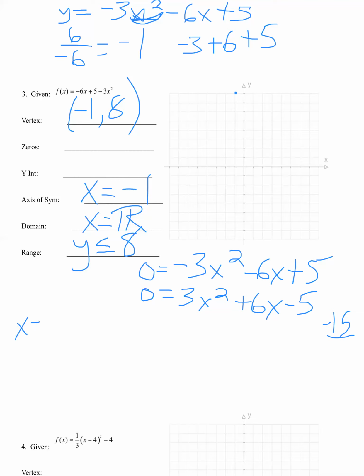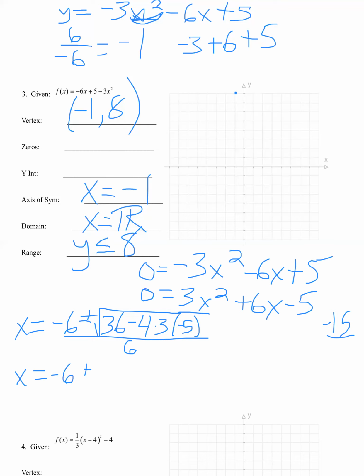So let's try that. -b plus or minus the square root of b squared is going to be 36 minus 4 times 3 times -5, all over 2a, so it'd be a 6. So let's see what we get in there. That's going to be -4 times 3 is -12, and -12 times -5 is now a positive 60. Yeah, so 36 and 60 is a 96 all over 6. Are you double checking me? Yeah. Okay, good. Am I right?